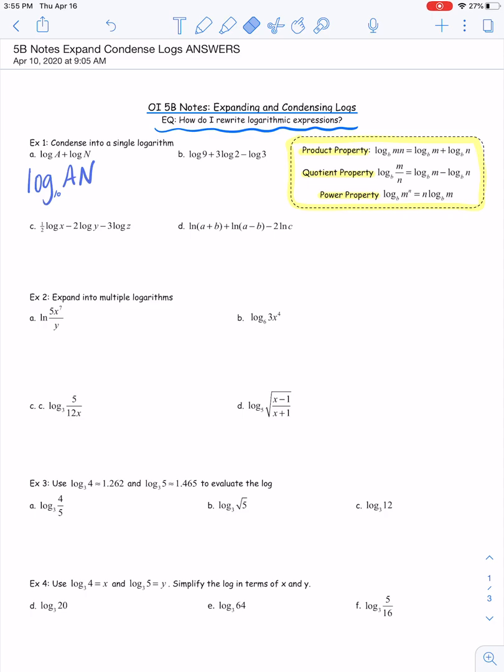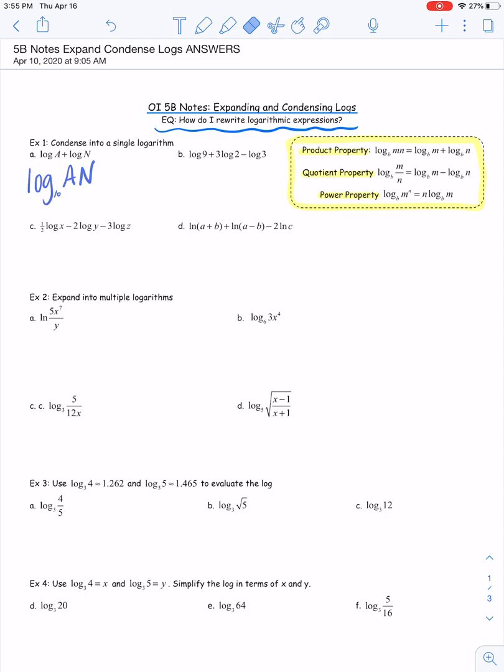Okay, so let's try to put these all together. Notice I'm giving you an expression involving addition and subtraction of these logarithms in log form. So we're going to apply the product property, the quotient property, and the power property. Typically, we read from left to right, so I'm going to work in that order, but it doesn't really matter here. So when I'm looking at part B, I see log of 9 plus 3 log of 2 minus log of 3. First thing I need to notice is, do they have all the same base? Yes, they do, because they all have a base of 10. Remember, that's that common base.